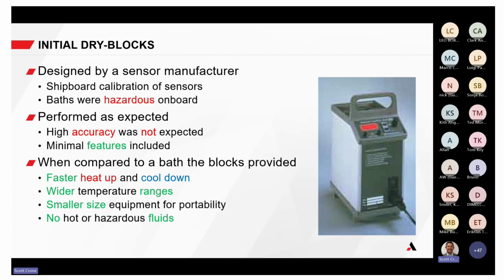And they did. And the first calibrators, the reason they're called dry blocks is because they were actual blocks of metal, and the first ones heated up. They didn't really cool down, so they were checking warm temperatures only. And those things were basically heat sources. They performed as expected. They weren't seeking high accuracy, and they weren't looking for a lot of features. They were looking basically to set it at a set point and let it go.